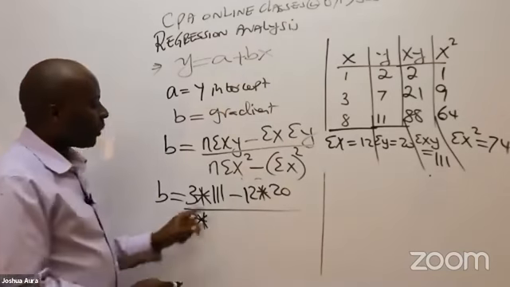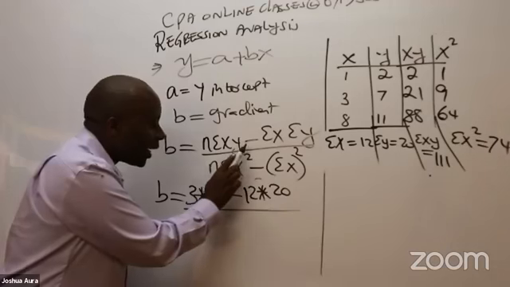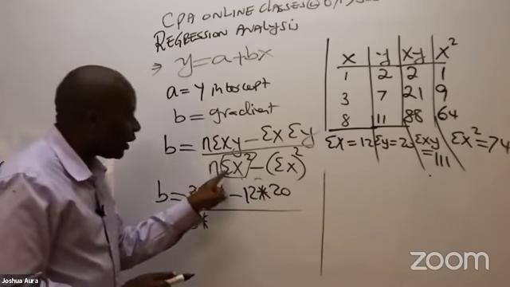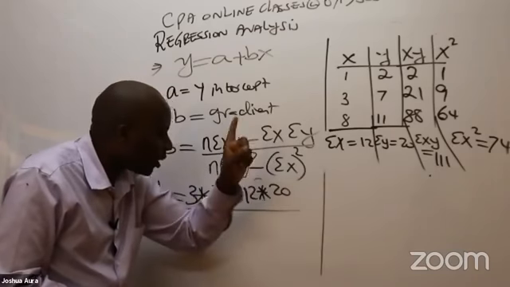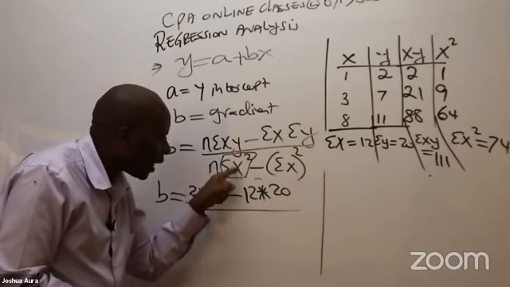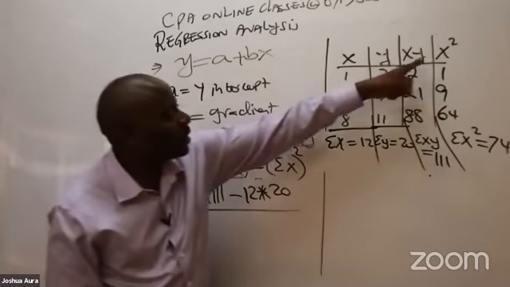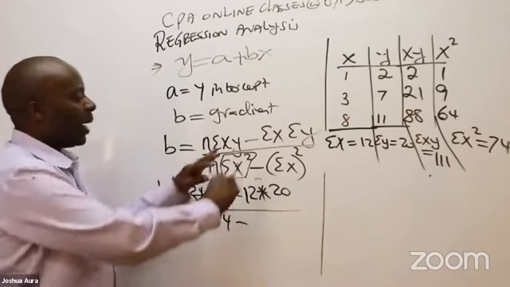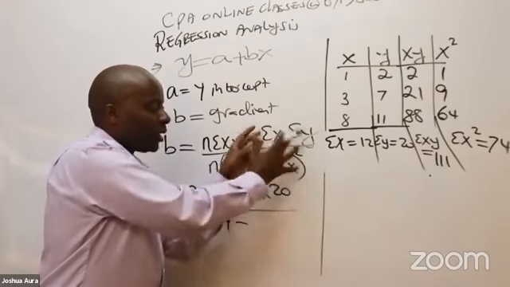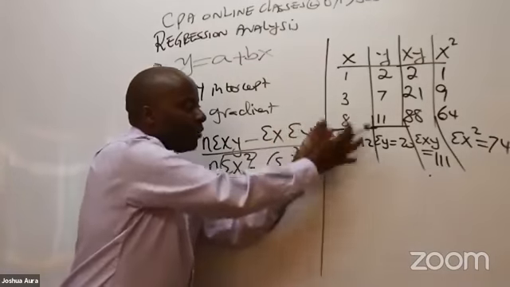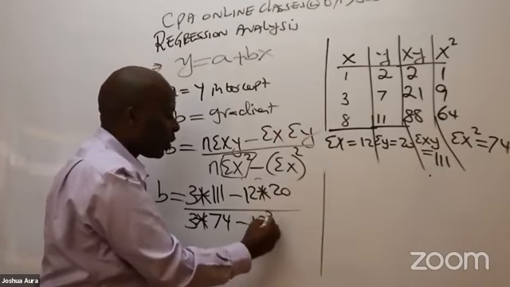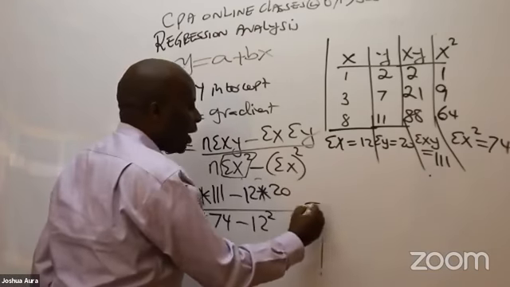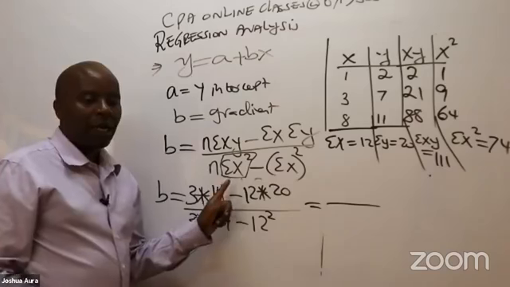So 3 multiplied by summations of X squared. Many students get confused here. You'll always get them telling you that this is the same as 12 squared. No. First of all, they want us to square the X values, so they are talking of the summations of X squared here, which is 74. So we have times 74, now minus the sum of X, which is 12, squared.